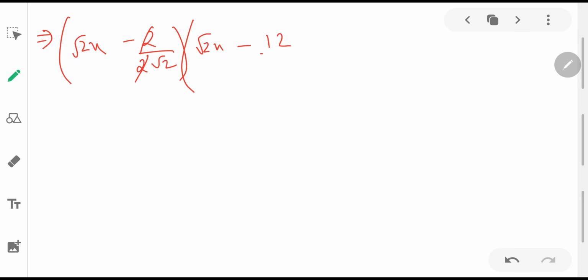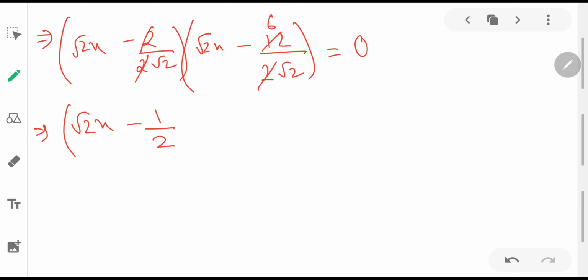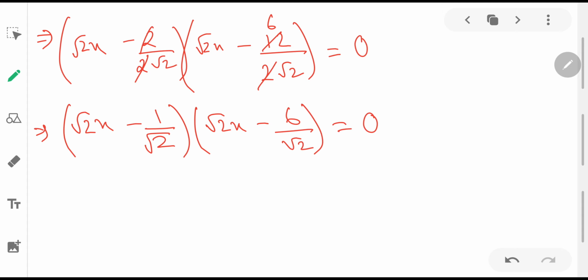Minus 12 by 2 root 2 equals 0. So we can cut 2 and 12. So we will get how much? We will get 6. So ultimately we will get (root 2x minus 1 by root 2) into (root 2x minus 6 by root 2) equals 0. So we have got it in the factorized form, that is something into something form.